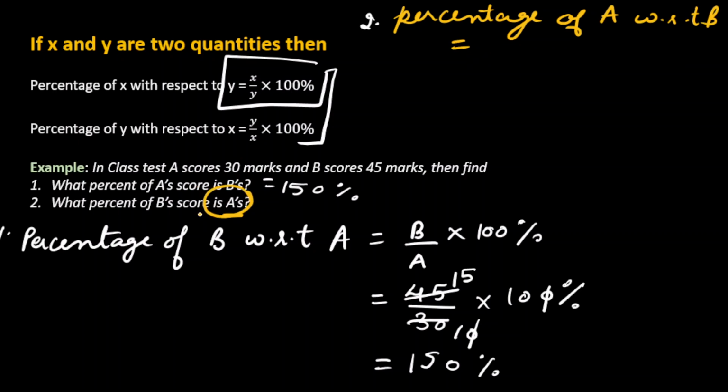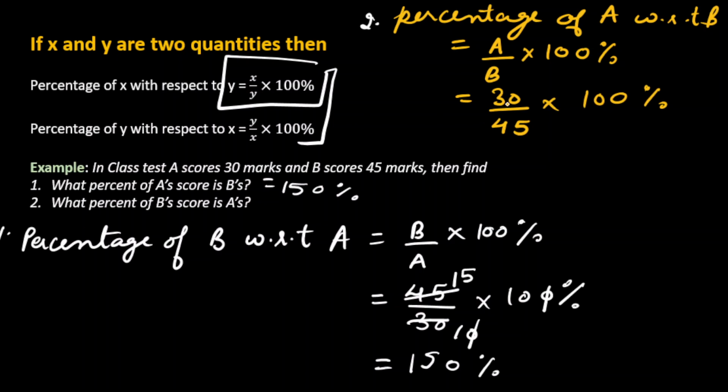They have asked what percent of B's score is A's. So that means we have to find the percentage of A with respect to B. Don't get confused here. The formula: we keep A at the numerator, and with respect to B, so B at the denominator, into 100%. A's marks we know are 30, marks of B 45, into 100%.